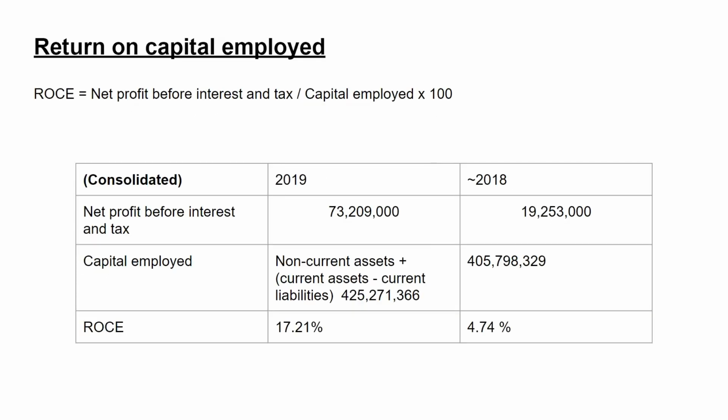Moving on to the return on capital employed. From the formula given, we have calculated it for 2019 and 2018 from the data provided in the balance sheet. And as you can see, for 2019, it comes out to be 17.21%, and for 2018, it comes out to be 4.74%. As you can see, it's a major difference between the return on capital employed from 2019 and 2018.